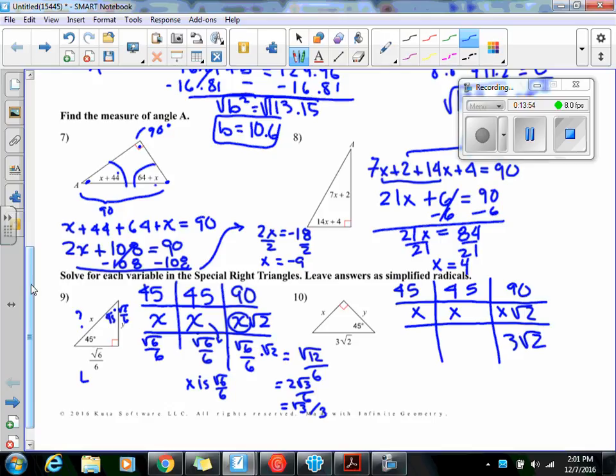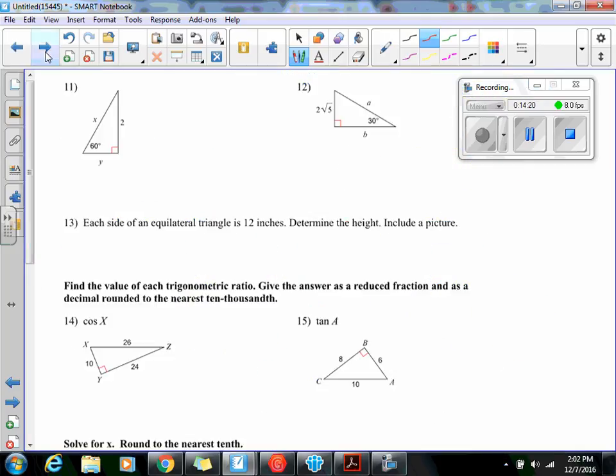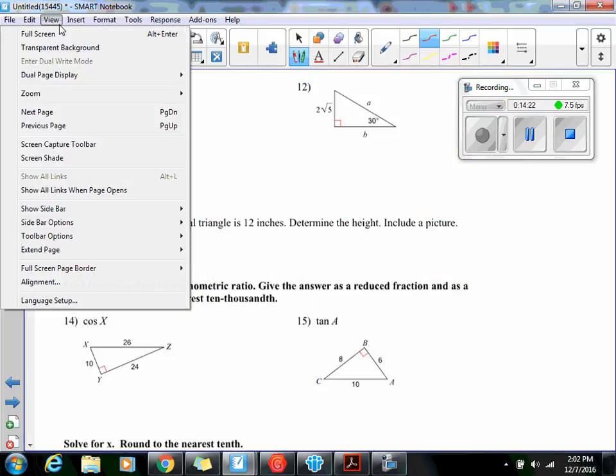Oh, I love it when it works out like this, because check this out. So these two are equivalent. That means that this radical 2 here is the same as this radical 2 here. And this x is the same as this 3. So x is 3. So boom, boom. So these two legs are both 3. How easy was that? Okay, so now let's look at number 11.